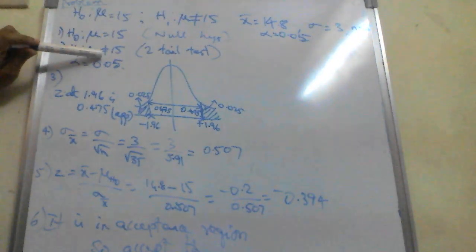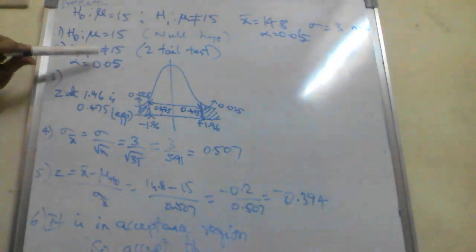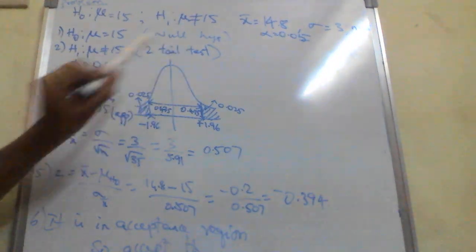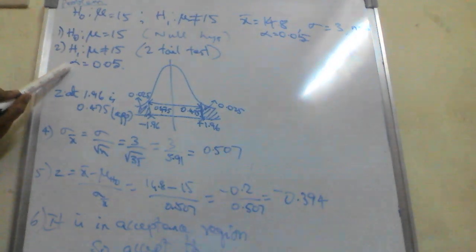This is not equal to. Yesterday I told you, when it is not equal to, you have to take it as a two-tailed test. That means the rejection part will be on both the sides, because this is not equal to. So I immediately write what alpha is.